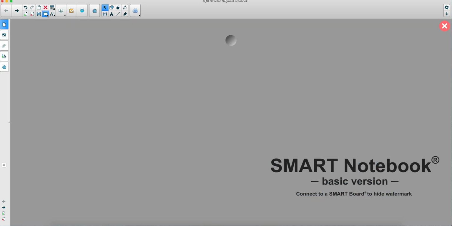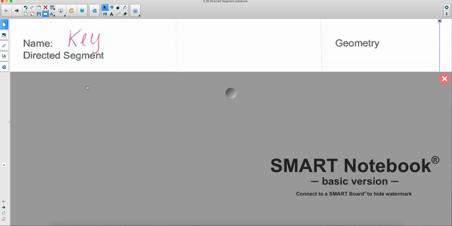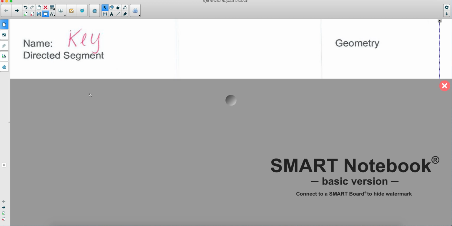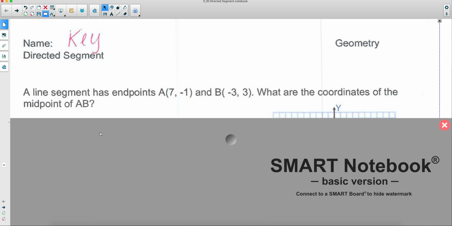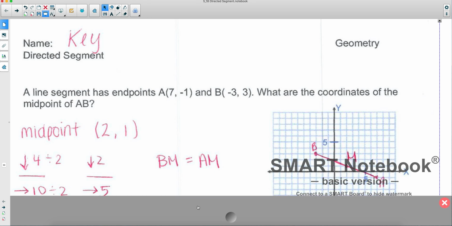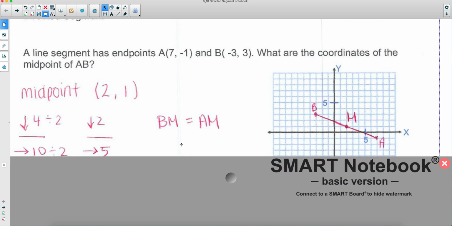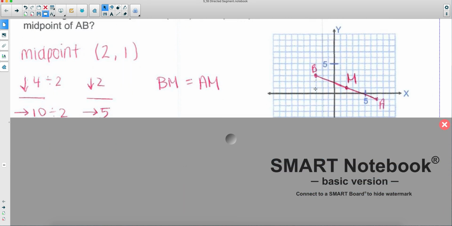So today we're going to be talking about directed segments, and this directly relates to midpoint. So the first question we're going to start with is I'm going to ask you to find the midpoint of segment AB, given A is (7, -1) and B is (-3, 3). And to do this, I'm going to just use slope. So I'm going to find my change in y over change in x, so I went down 4 and over 10.